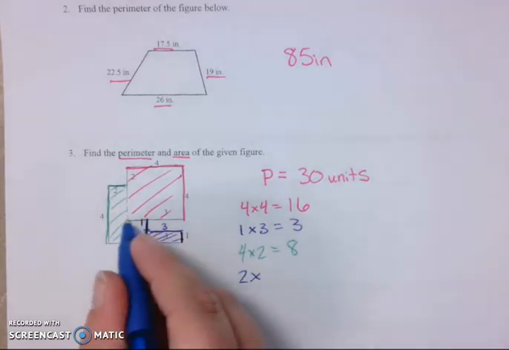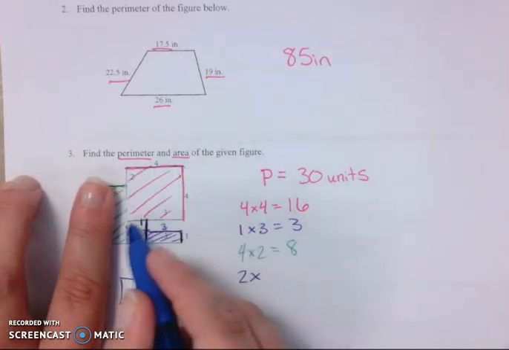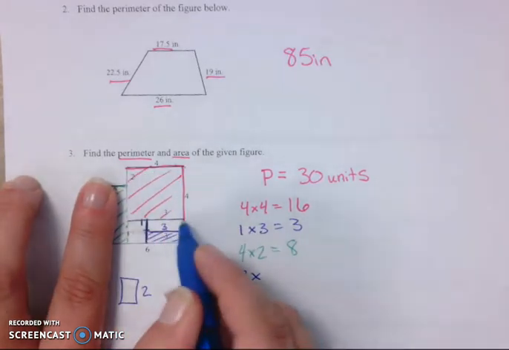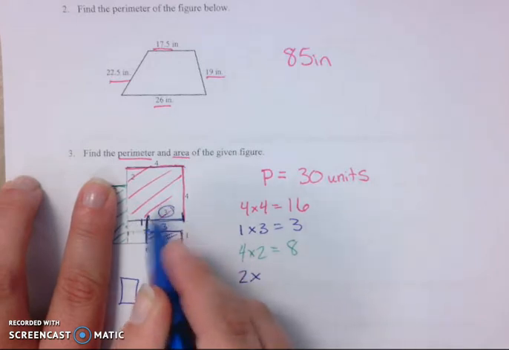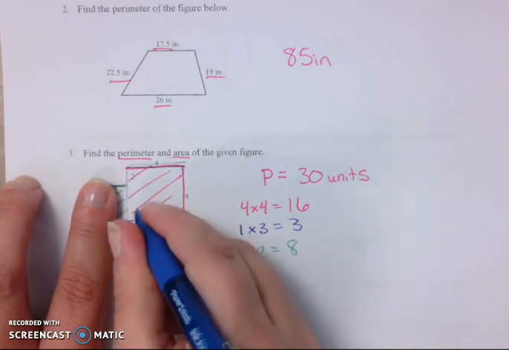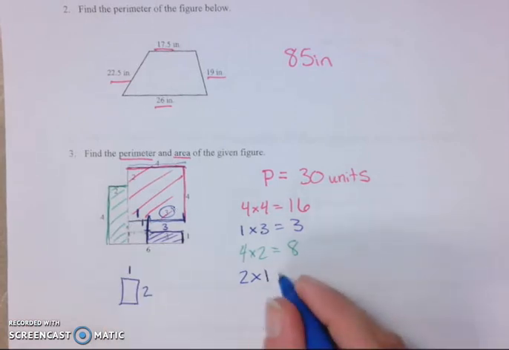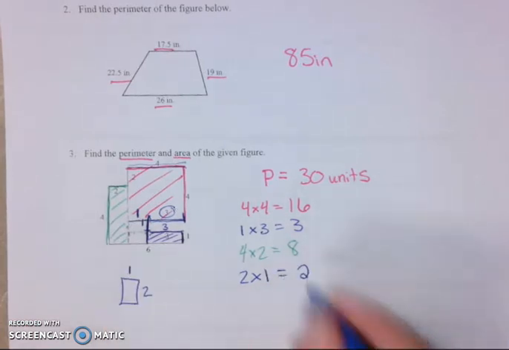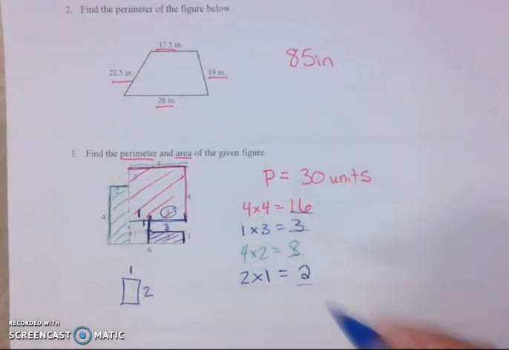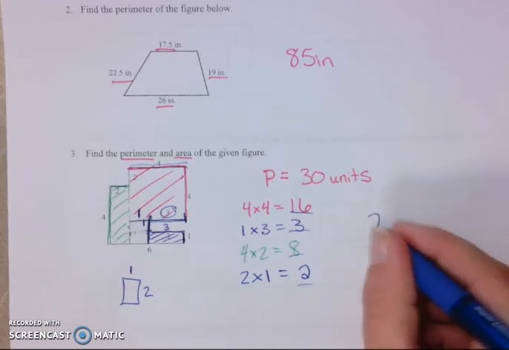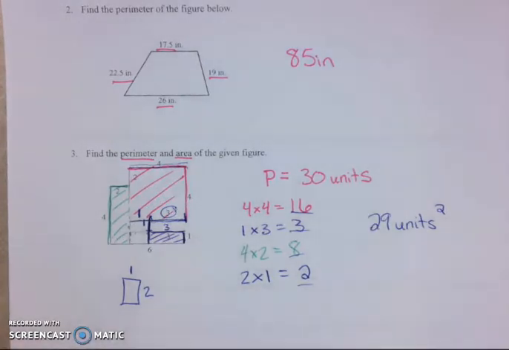And then I've got to figure out this distance. So ignore this green part. This whole thing's 4, so that means this whole side is 4. And from here to here, we have 3. So if this is 3 and this whole thing is 4, I know this has to be 1 because 3 plus 1 is 4. So this is 1. So 2 times 1 equals 2. So add all these together to get the total area. We add them together, you're going to get 29. And area is squared, 29 units squared.